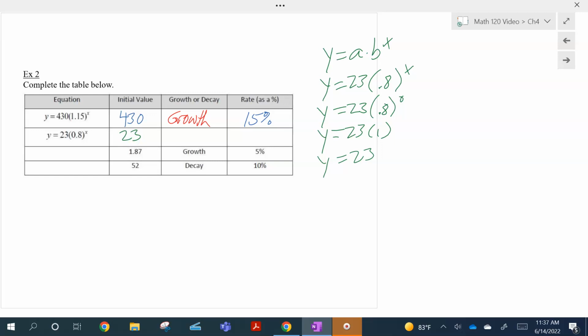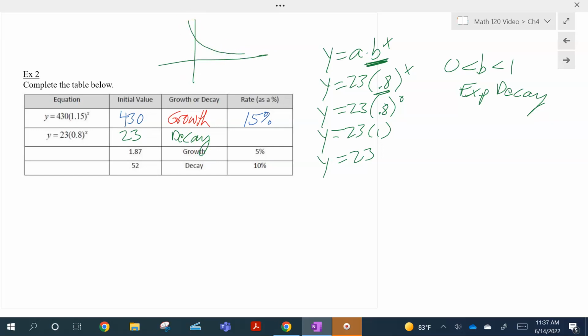And then secondly, I look at the b. Notice the b is 0.8. Well, since the b is less than 1 and greater than 0, this will be exponential decay. If you were to graph this, it'd be decaying instead of growing there. What's the clip that it's decaying at?